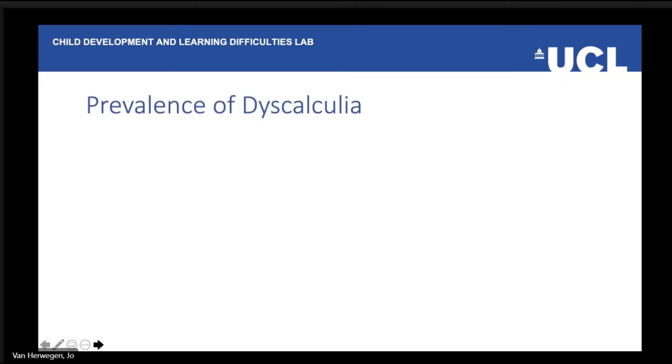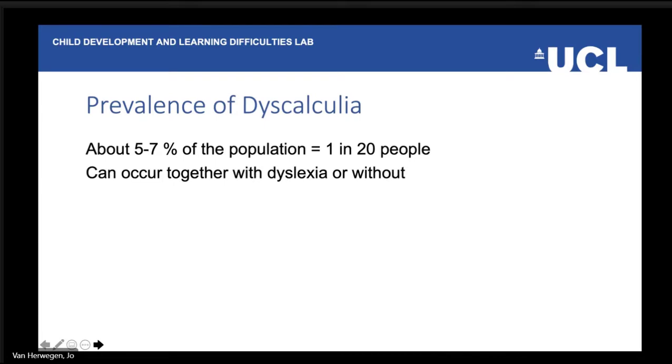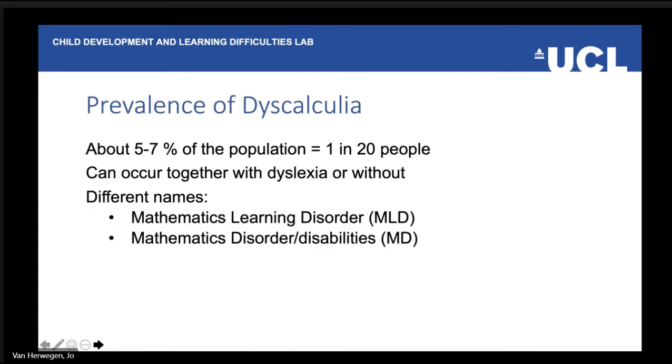I started off by saying it's as prevalent as dyslexia. What that means is that actually 5 to 7% of the population meets the criteria for a diagnosis of developmental dyscalculia, and that's about 1 in 20 people. So if we take an average classroom of 30 children, there should probably be 1, if not 2 children who have developmental dyscalculia. And as I mentioned before, it can occur with dyslexia or without. It also has different names.